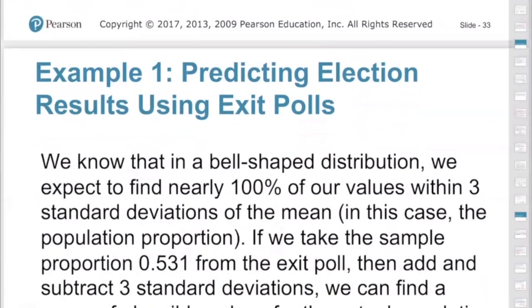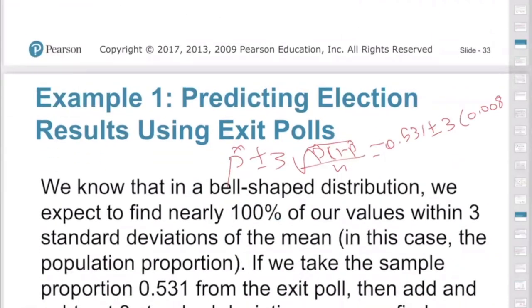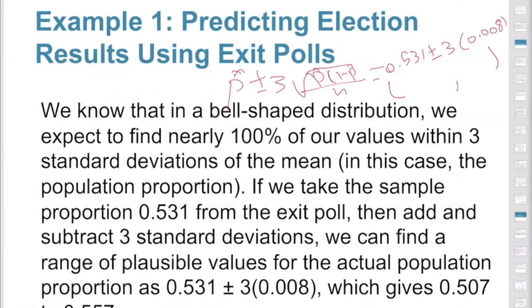Now find the last interval in the empirical rule, which is P hat plus or minus 3 times the square root of P hat times 1 minus P hat divided by n, which is 0.531 plus or minus 3 times 0.008. And find the minimum and the maximum number. Okay? So the minimum number is 0.507. And the maximum number is 0.557.